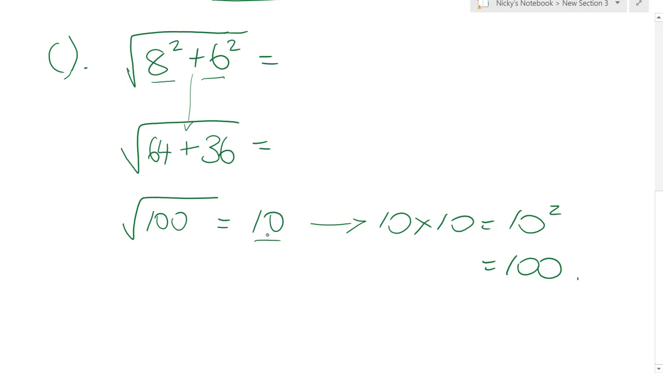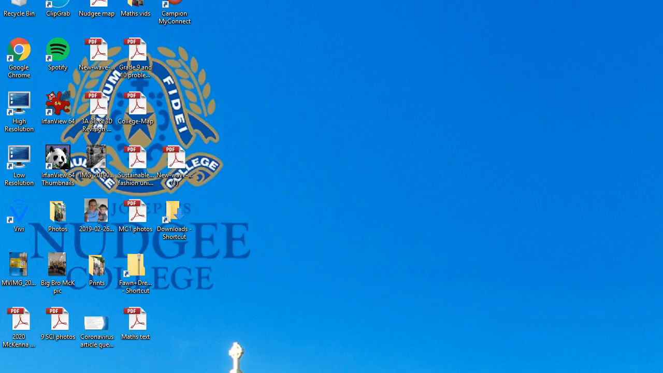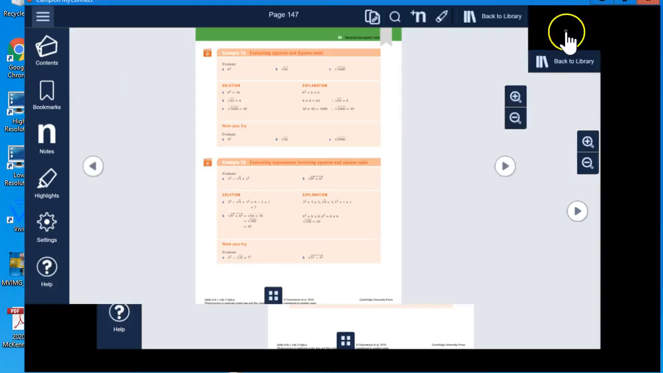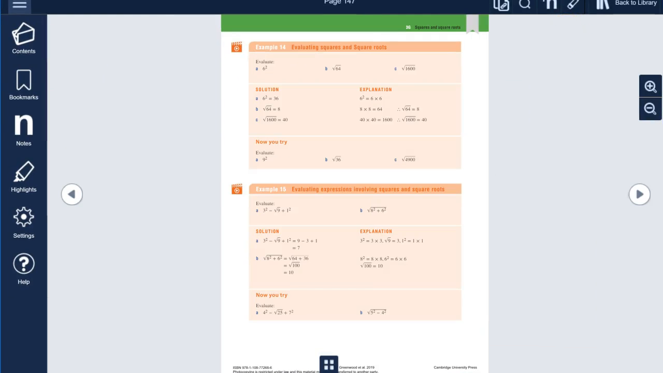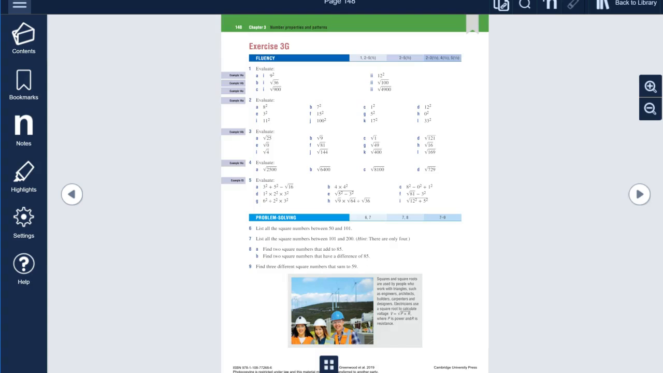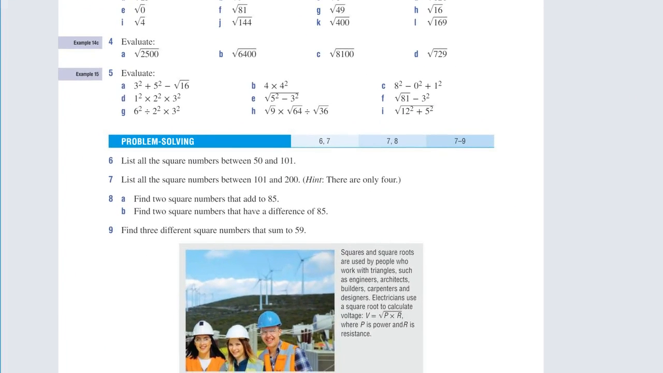If you want more of these questions, and I will say this is probably a little bit above the level that is needed if you're just starting out on this concept, I'll show you on my textbook where you can find more of these questions. It says page 142 on mine. Your digital copy is slightly different, but we're looking at exercise 3G.